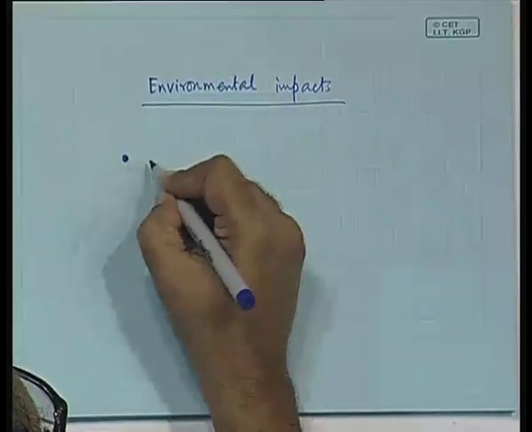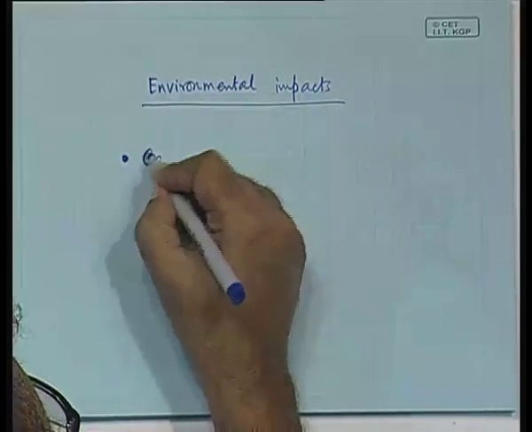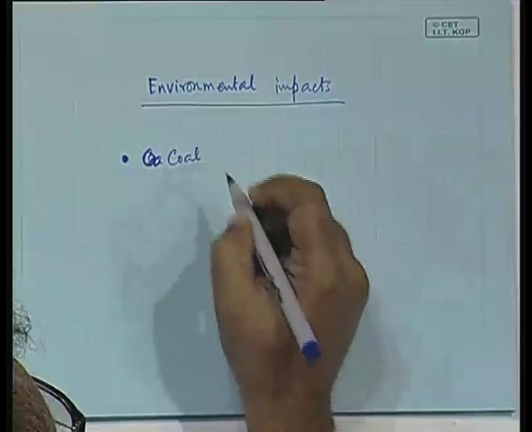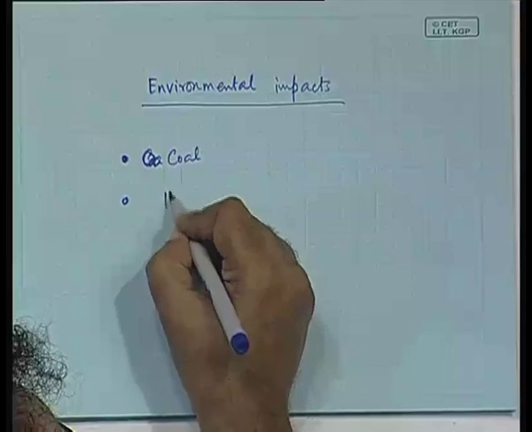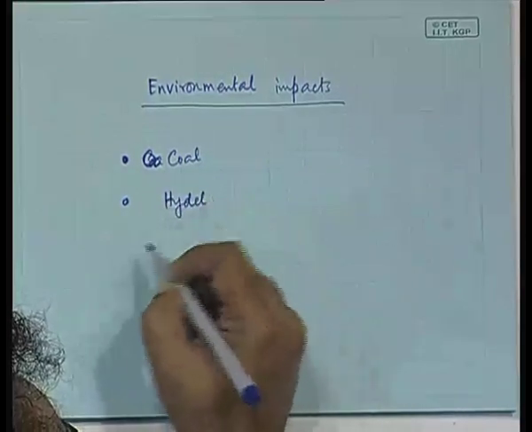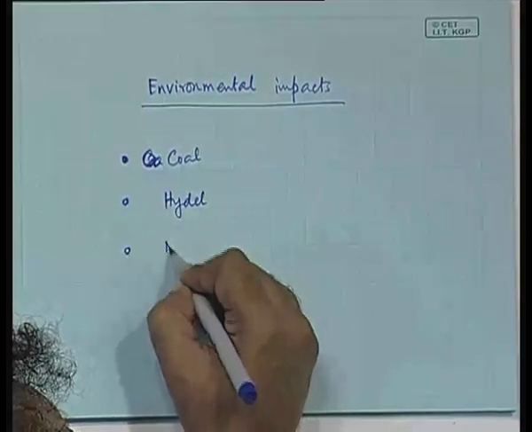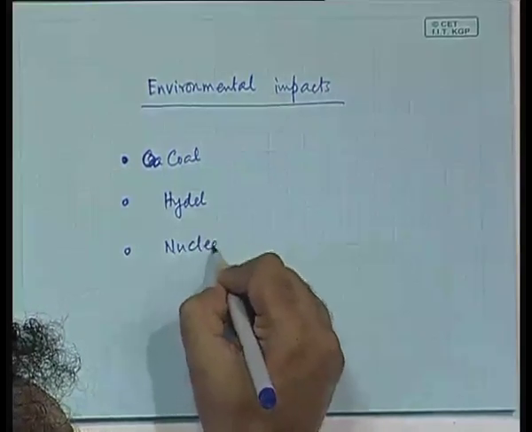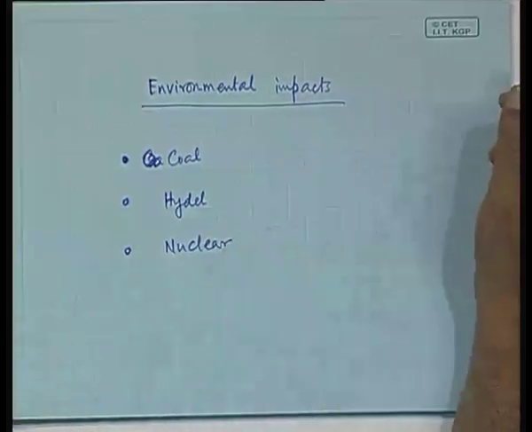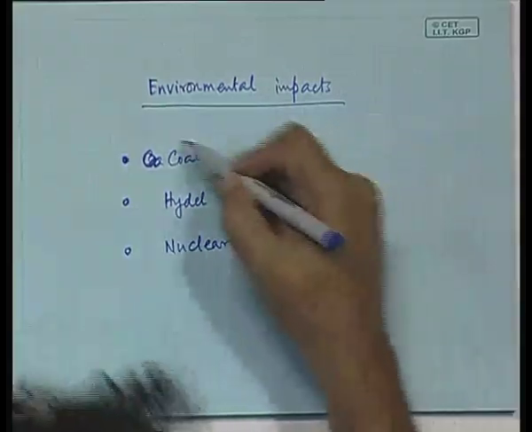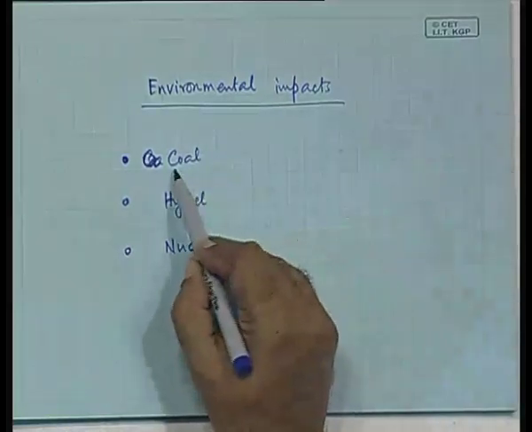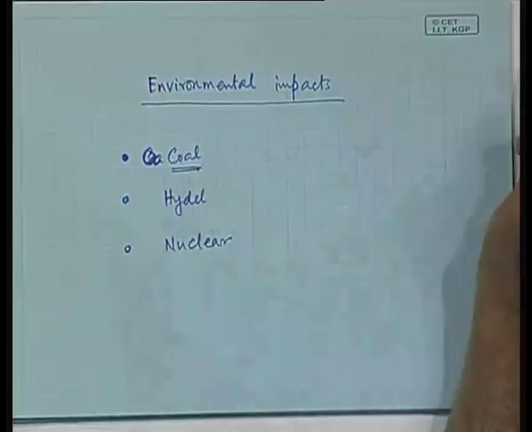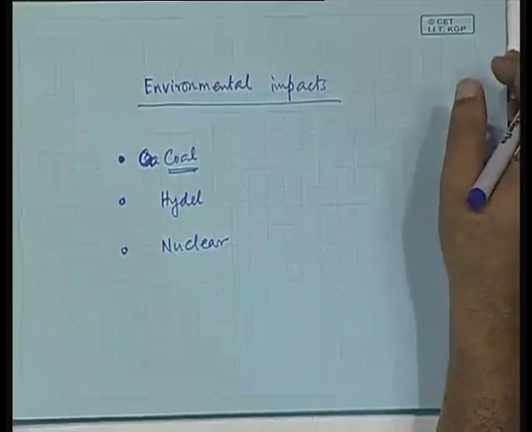We will have to consider coal power generation, we have to consider hydel, and we have to consider nuclear. You have understood all of them. I have talked about all of them. So, you should now be able to tell what would be the possible environmental impacts of coal power generation.